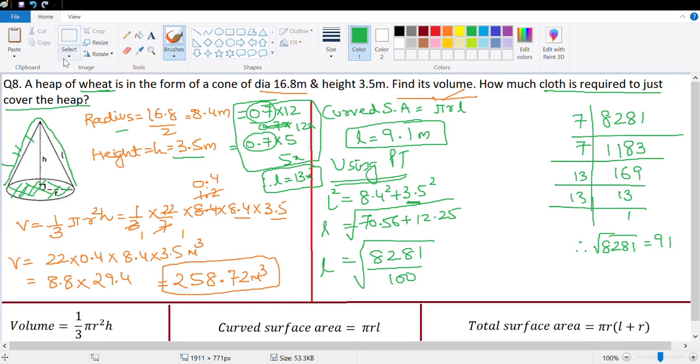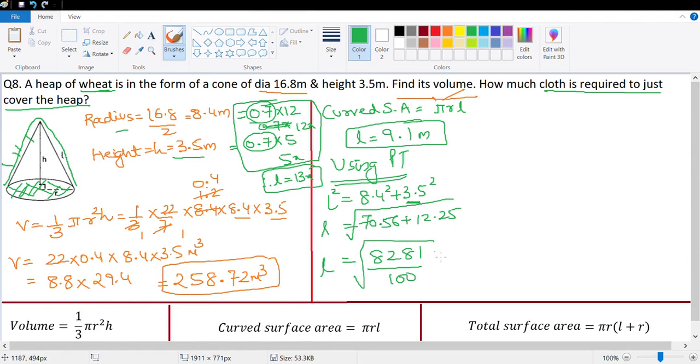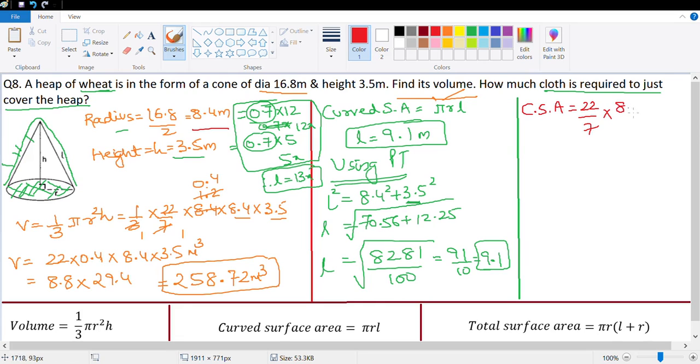We could have done all of this with the calculation of Pythagorean triplets that I had shared with you. So this is 91 upon 10, which is equal to 9.1. That's the same calculation that I had done. Now let's look at what we need to calculate. What we need to calculate is the curved surface area. So curved surface area is equal to 22 by 7 into R. R is given as 8.4 multiplied with L, which is 9.1. This is 7 into 1.2.